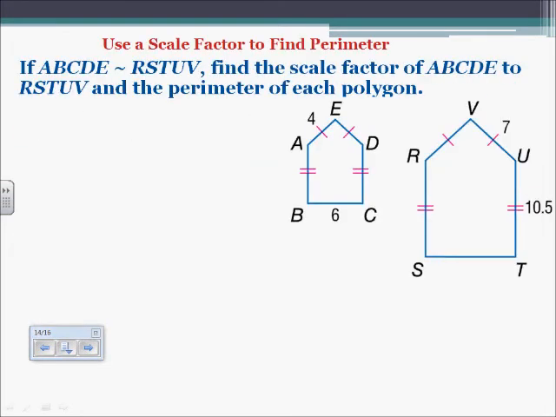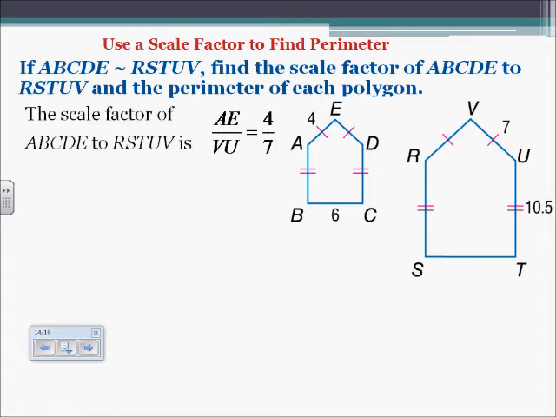If ABCD is similar to RSTUV, find the scale factor of ABCD to RSTUV and the perimeter of each polygon. So to find the scale factor, we have to take the sides that we know, which is AD over VU, which is 4 over 7. And that's going to be equal to DC over 10.5. We can figure out what DC is. DC is equal to 6.